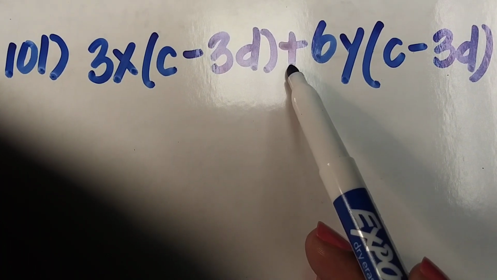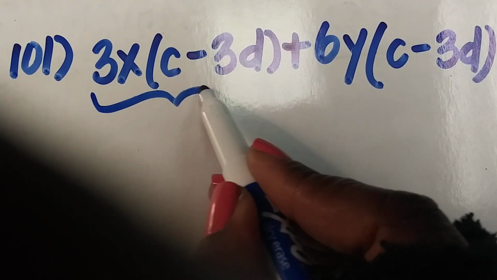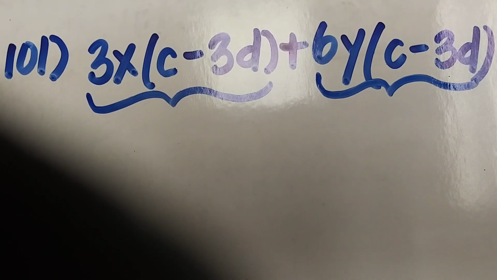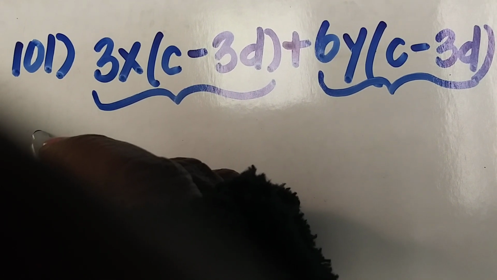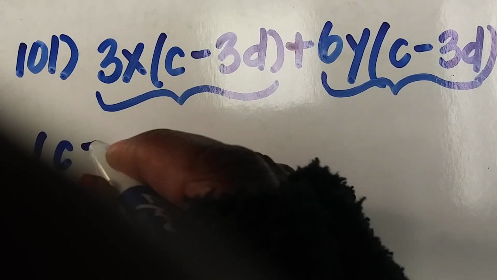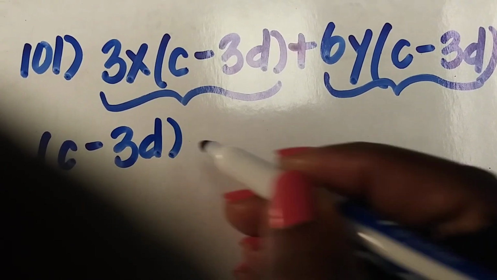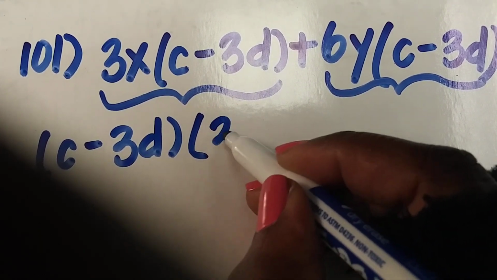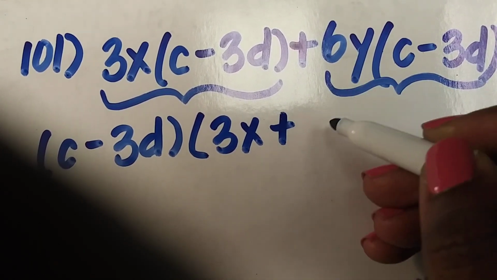Again, the plus sign separates the parts. So this is one part and this is my second part. What do both parts have in common? They both have a c minus 3d in common. What did they not have in common? They did not have 3x plus 6y in common.